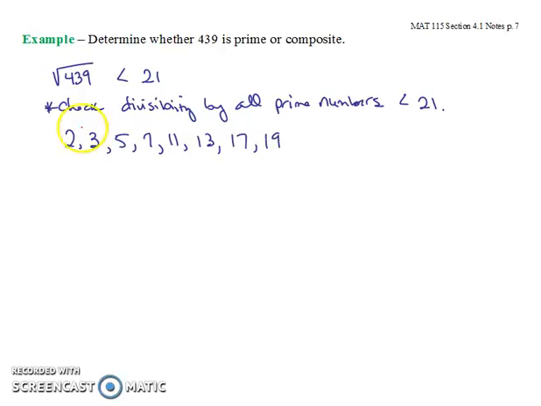And then we can just run through and decide which ones it's divisible by. It's not divisible by 2 because it doesn't end in an even digit. It's not divisible by 3. If you add up the digits, you have 4 plus 3, which is 7. 7 plus 9 is 16. That number is not divisible by 3, so 439 is not divisible by 3. And it's not divisible by 5 because it doesn't end in 0 or 5. So we do need to check 7.